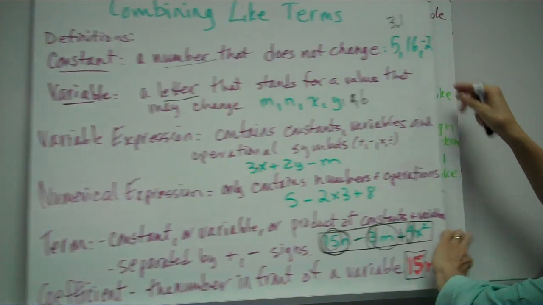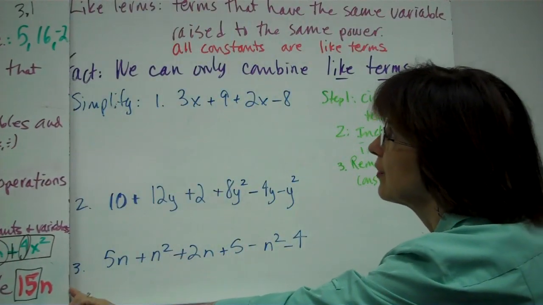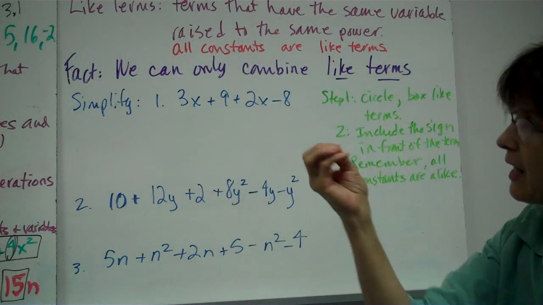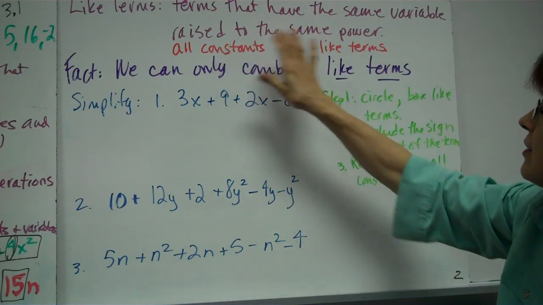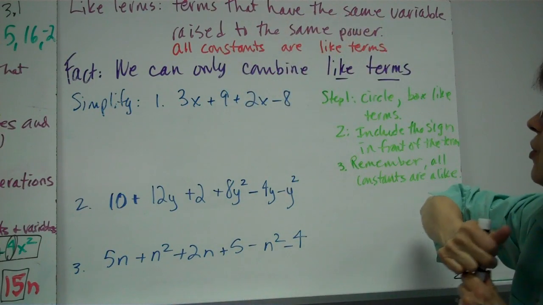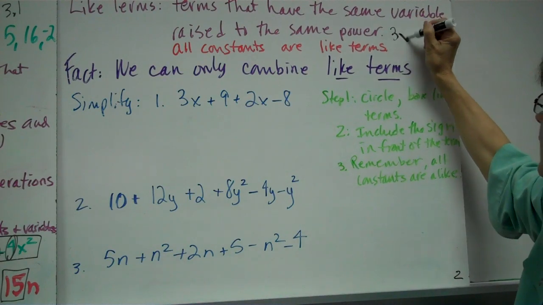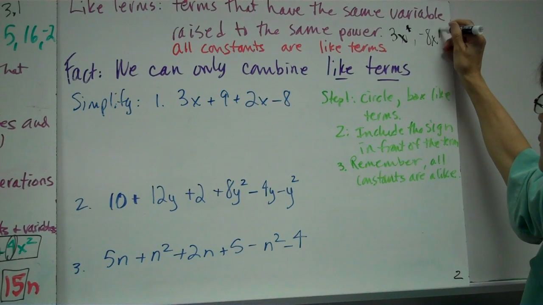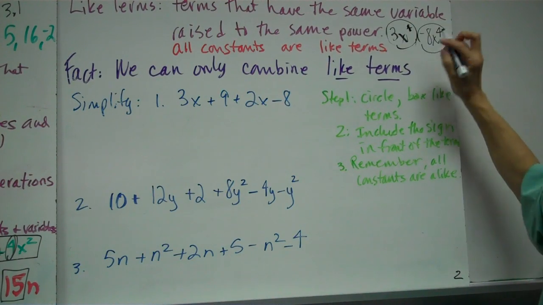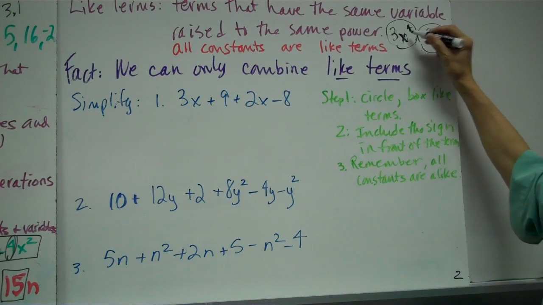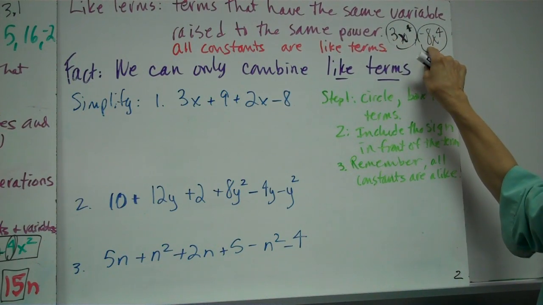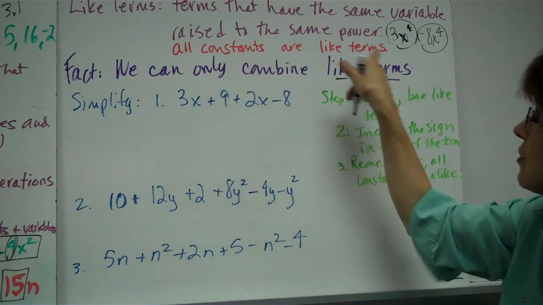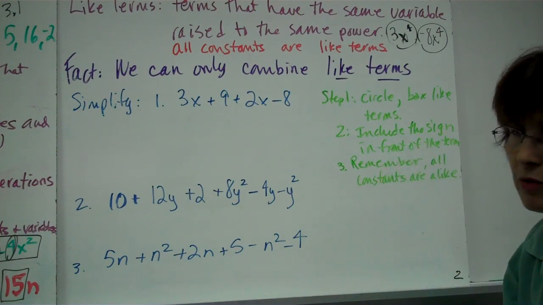Now, to talk about like terms: like terms are terms, those guys that are sticking together, that have the same variable raised to the same power. So if we have 3x to the 4th, and if I have negative 8x to the 4th, these are like terms because they both have the same variable, and it's raised to the 4th power. Doesn't matter what number's in front. All that matters is the letter and what power it's raised to. All constants are like terms because you can add all the numbers together or subtract them, whatever.